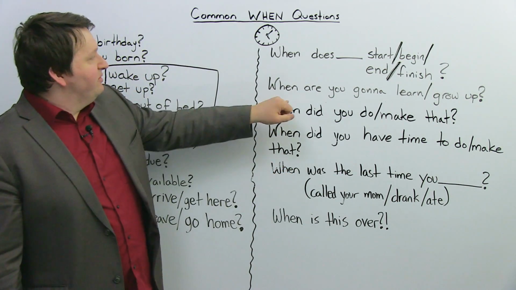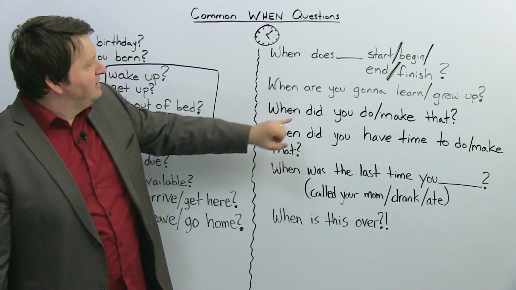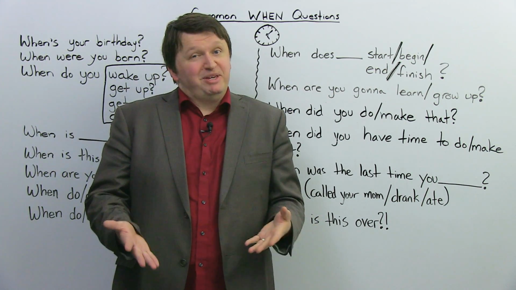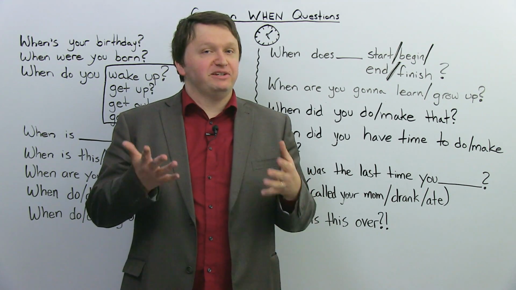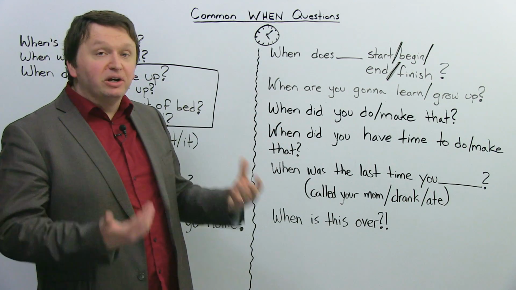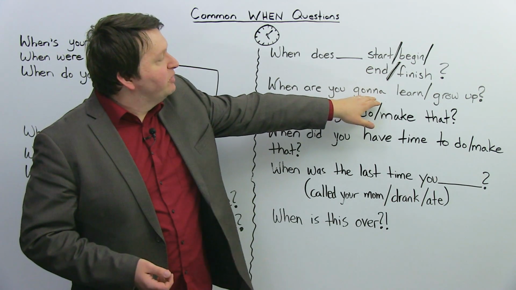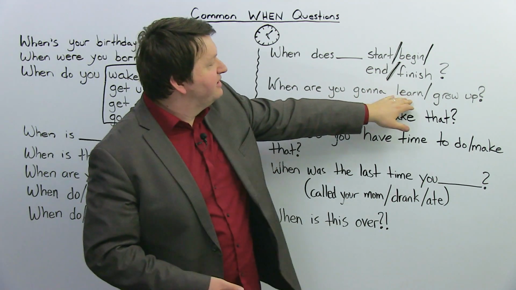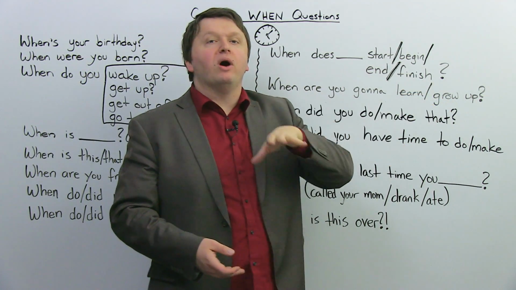Excellent. Now, the next one, this is something you can say to criticize maybe a friend, usually a close friend, hopefully not someone you just met. So when are you gonna learn? Or you noticed I put gonna, which is going to. When are you gonna learn? Or when are you gonna grow up?